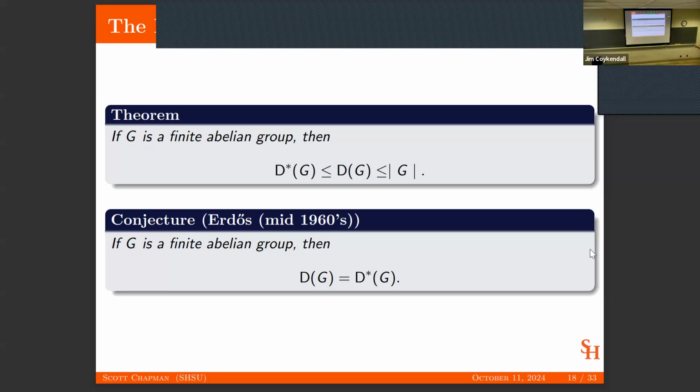But he got interested in this problem. This is kind of a combinatorial number theoretic type problem. And he looked at this, and he conjectured in the 60s that D of G is equal to D star. Now, to convince you of how hard a problem this is, first of all, the conjecture is not true. But it took 5 or 6 years for somebody to find a counterexample.